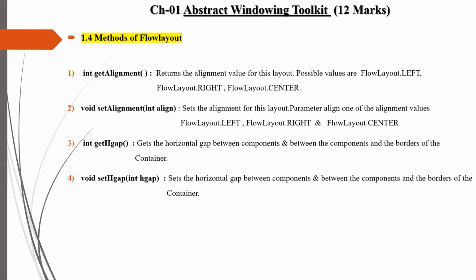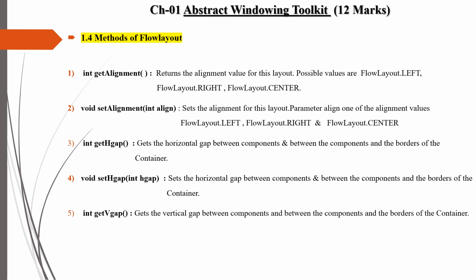Next method, setHgap. This method has one parameter, integer hgap, and this method does not return any value, so the return type of this method is void. This method is used to set the horizontal gap between components and the horizontal gap between the component and the border of the container.